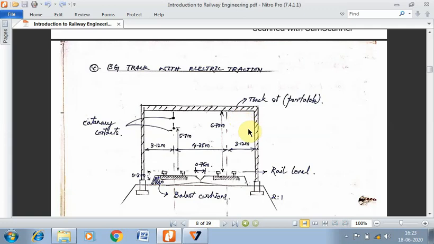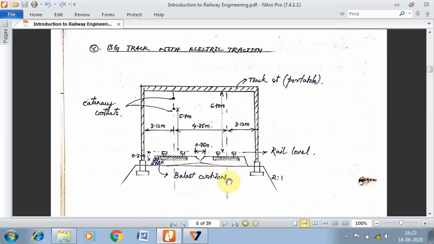So the broad gauge track with electric traction, here I have shown a double track, okay? Similarly, you can be asked about a single track also. Now it would look somewhat like this. You will be having the formation of slope 2:1, and at the edge of the formation you will be having the required foundation being given for the frame structure to be placed, which will be holding the catenary contacts or the cables, okay?